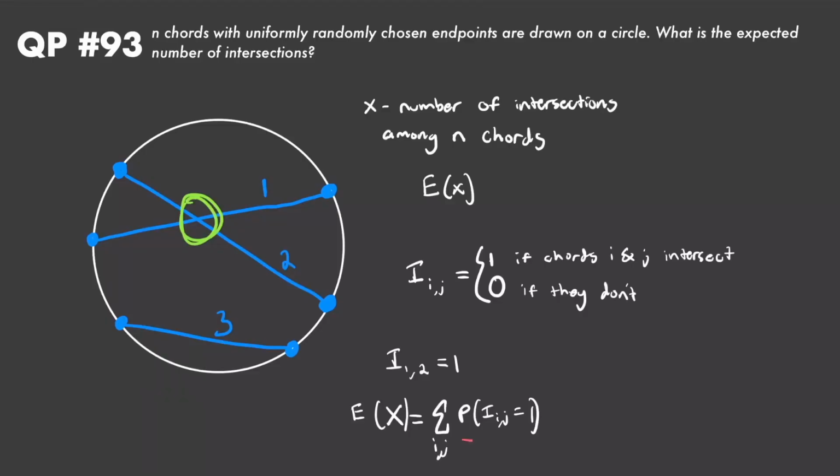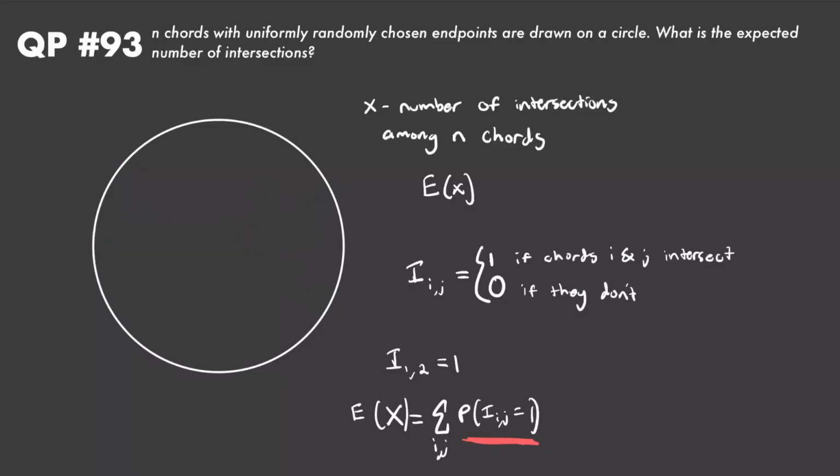So now let's figure out what is the probability that I sub i,j is equal to 1. So what's the probability that two random chords intersect each other? So let's just clear our space here. Now the four endpoints of these chords are all going to be uniformly randomly chosen on this circle. So if I have my first chord here, the two endpoints could be anywhere within this circle, right? So maybe my first endpoint that I draw is here, and then my second one for our first chord is over here, and then maybe for our second chord, the first endpoint might be over here, so I'll call this one 1, and then the second endpoint might be over here.